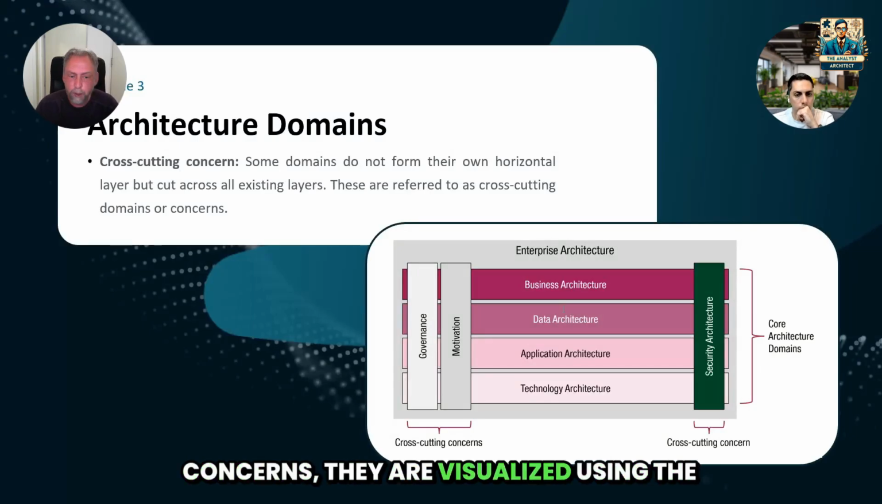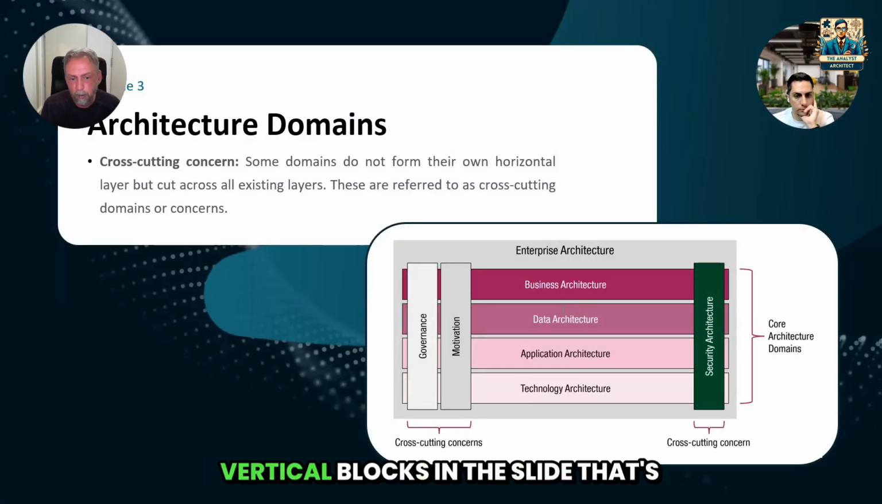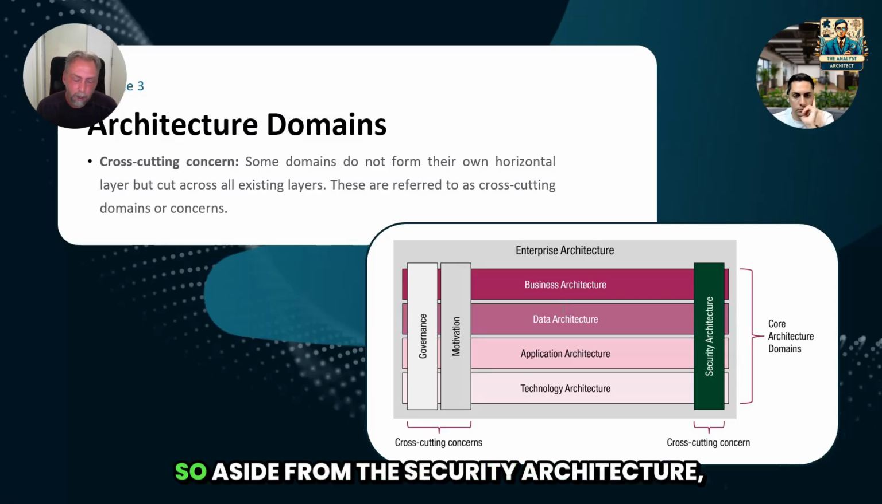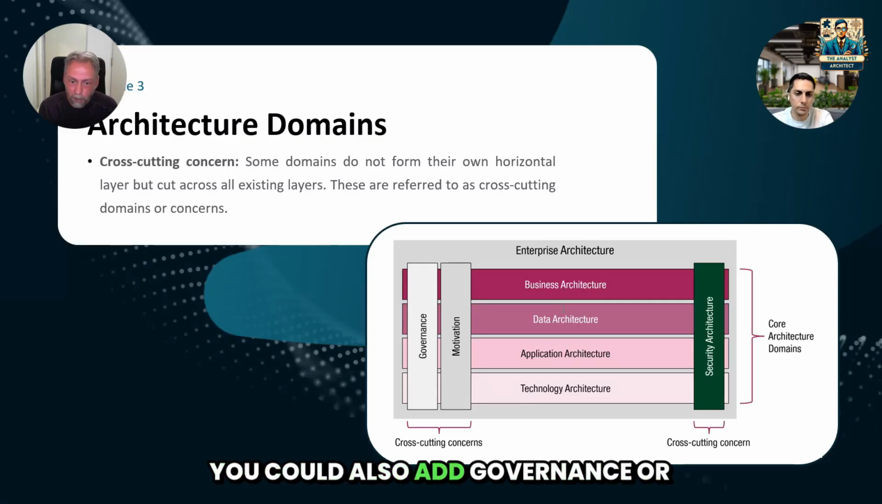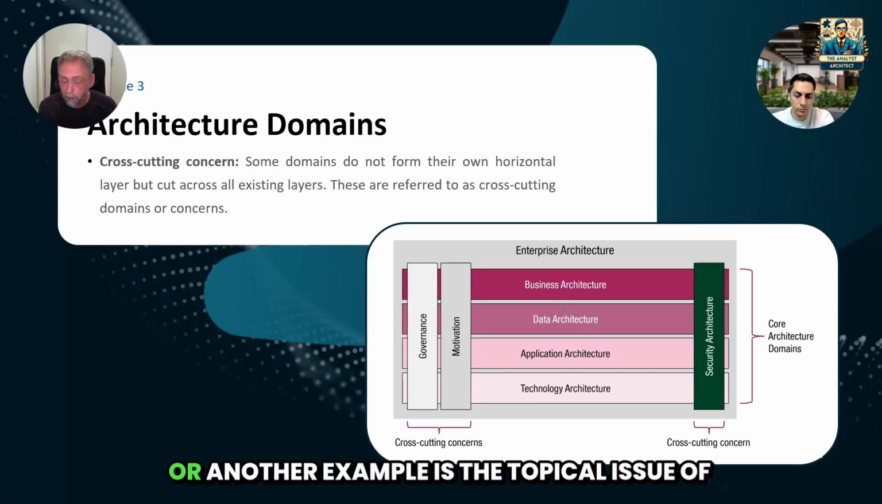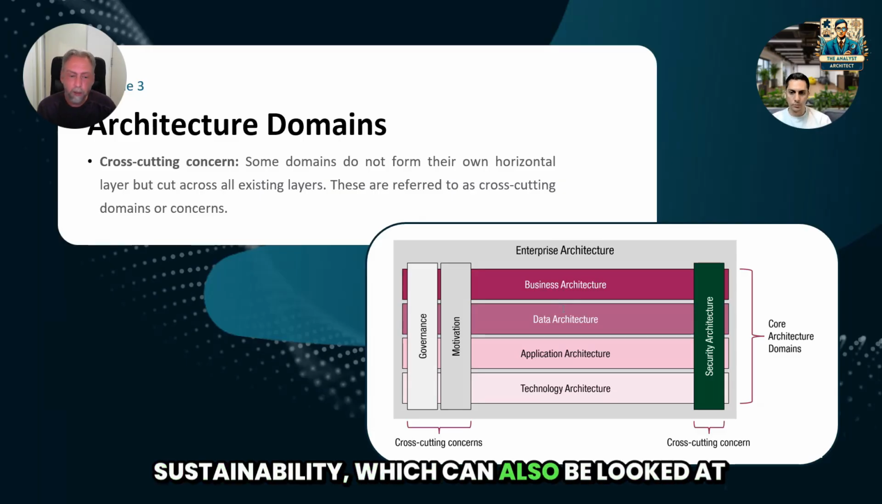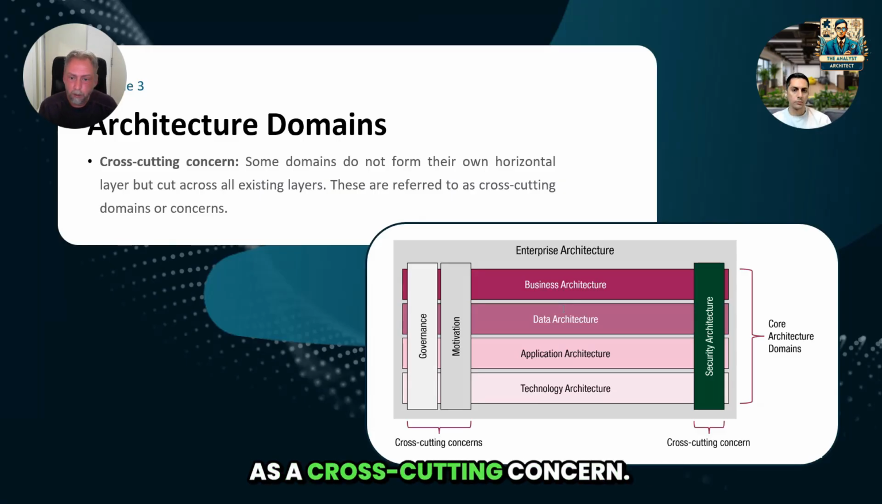They are visualized using the vertical blocks in the slide that's appearing right now. So aside from the security architecture, you could also add governance or motivation, or another example is the topical issue of sustainability, which can also be looked at as a cross-cutting concern.